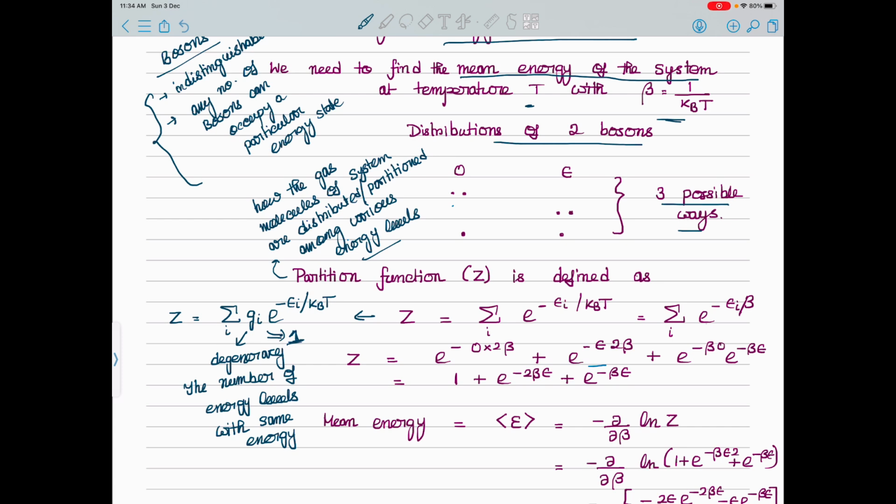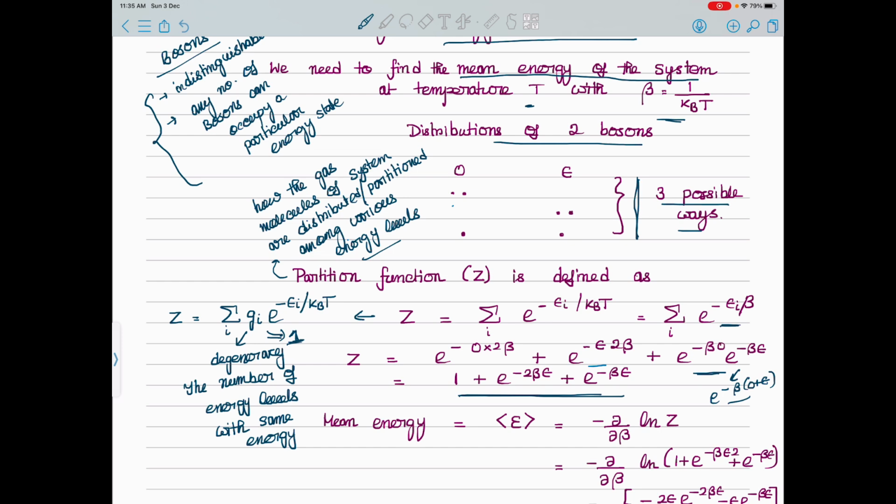So Z becomes, for each of the cases we have seen: for the first case, the two particles are in the 0th energy state, so the term is e to the power minus 0 into 2 beta. The second is e to the power minus epsilon into 2 beta, because two particles are in the epsilon energy state. The third is one boson at the 0th energy level and another at the epsilon energy level, so it is e to the power minus beta into (0 plus epsilon), the total energy. Finally, we get 1 plus e to the power minus 2 beta epsilon plus e to the power minus beta epsilon. This is the partition function.